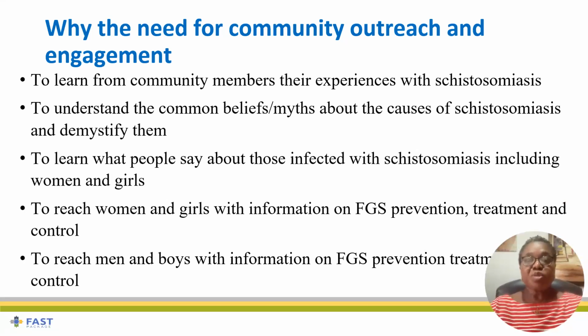We also learn what people say about those infected with the condition, including women and girls. And to be able to reach women and girls with information on FGS prevention, treatment, and control, we really need to do this outreach and engage with them. And we are talking about equity, so we cannot leave the men and boys, because if they urinate in the water or defecate, then it ends up affecting the women who go to the water sources to perform their activities. So we need to reach out and engage both men and women.